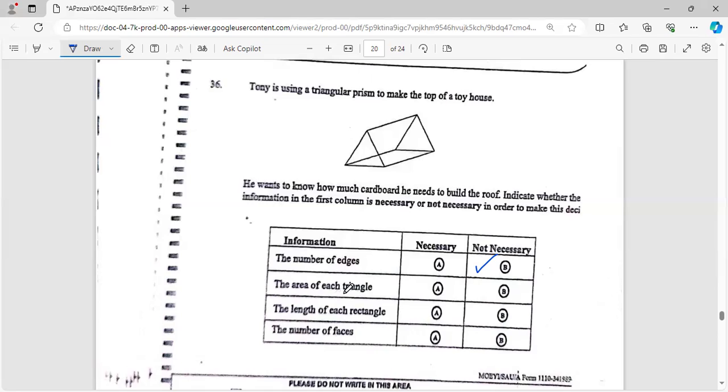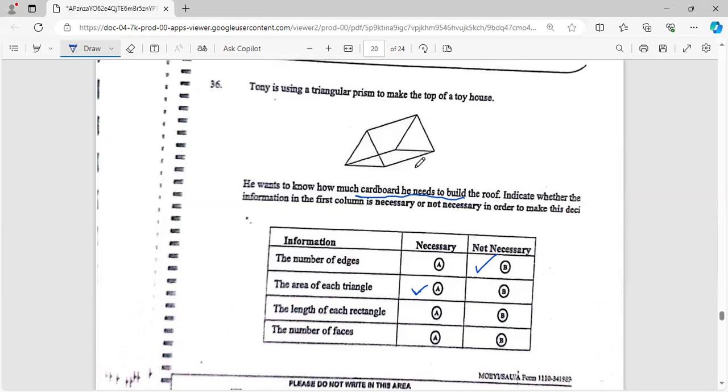The area of each triangle. Necessary. Yes, because they say how much cardboard he needs. Excuse me, sir, if you find the entire surface area, you'll know how much you need. Yeah, that's it, because that's the focus, right? You say how much cardboard he needs. This is the most important thing, how much cardboard he actually needs. So the area of each triangle would basically, but hold on, it makes up a rectangle too. Yes, sir. That's what I was just about to say. It's made up of rectangles too.